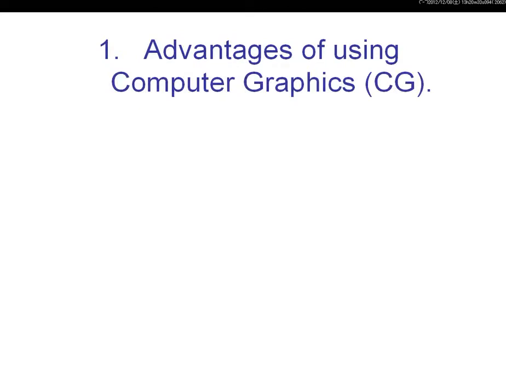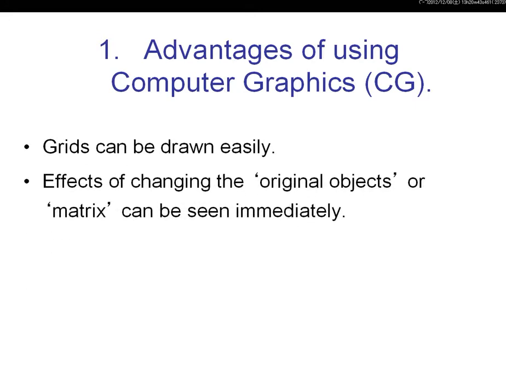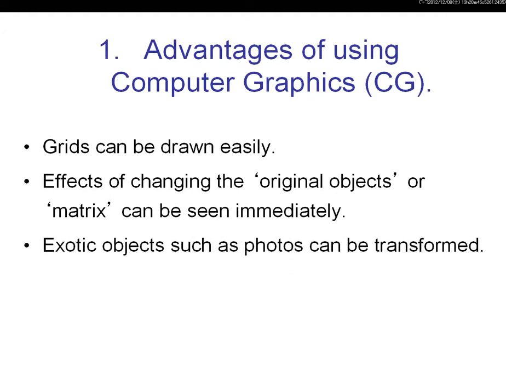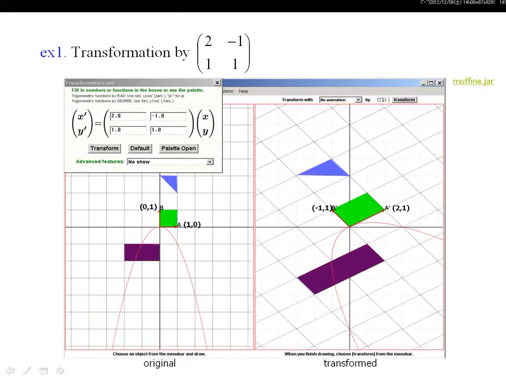There are many advantages of using computer graphics, and these are the points I'd like to show in this video. The first example, transformation by 2, 1, minus 1, 1. By this transformation, the 1, 0 vector moves to 2, 1, and the 0, 1 vector moves to minus 1, 1.